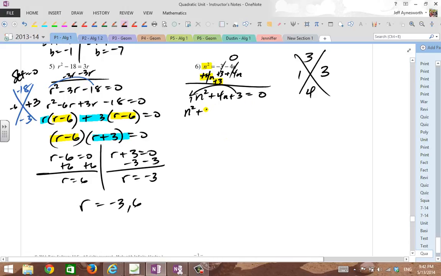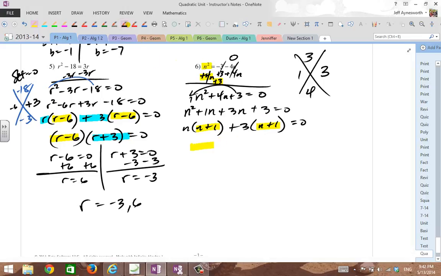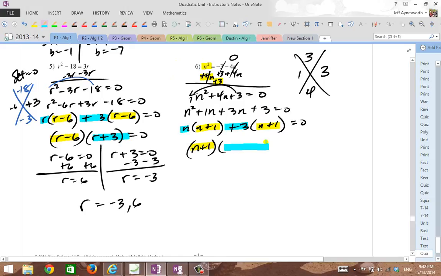We got n squared plus 1n plus 3n here. 4n is 1n plus 3n, plus 3 equals 0. Factor out an n, factor out a 3. Remember that the binomials here are always the same in the factor by grouping. Here and here, they're always the same. And we get n plus 1 times the remaining factors, n plus 3, and that goes in the second binomial. Now you have what's called a zero product again. So you do what you just did on the problem number 5. You set them both equal to 0. Okay, it's the same thing every single time.